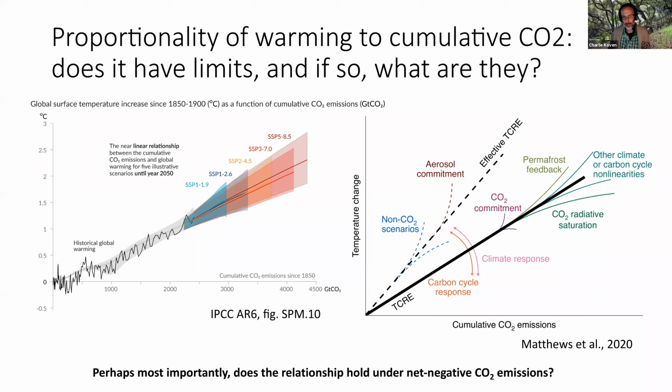I think perhaps most importantly, from a policy-relevant perspective, is whether this relationship holds under net negative CO2 emissions. I.e., as you stop moving from left to right on this kind of figure and start moving back from right to left because of net negative CO2 emissions, do you get the same proportionality of warming to cumulative emissions or not?